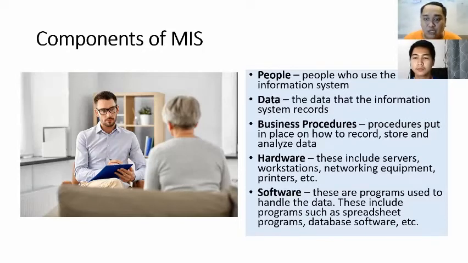Next is business procedures. Procedures are put in place on how to record, store, and analyze data. Because there are a lot of data systems in place, we need to identify how this particular data will be processed and analyzed. The last one that I will be discussing is the hardware. Hardware includes the servers, workstations, networking equipment, and printers, the equipment used so that the data will be interpreted or analyzed properly.